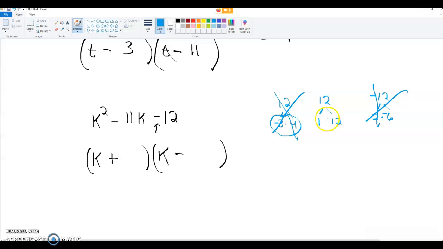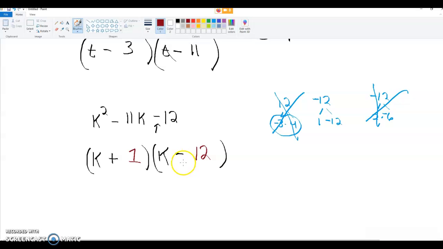If I have a negative 12 times a positive 1, it will give me the negative 12 I need, and negative 12 plus 1 gives me a negative 11. So my factors are going to be our positive 1 and a negative 12. That will be the factor of this trinomial.